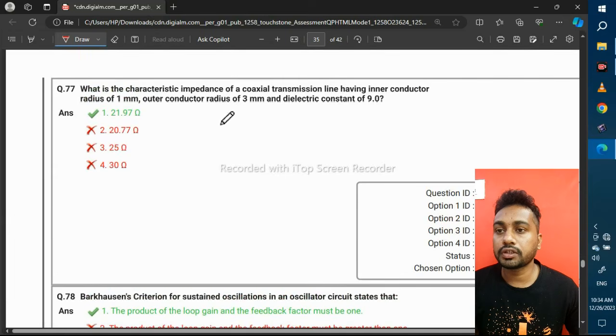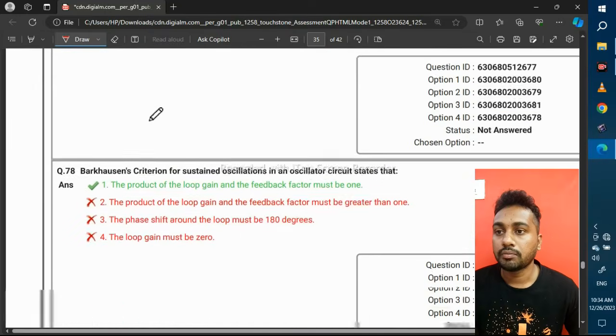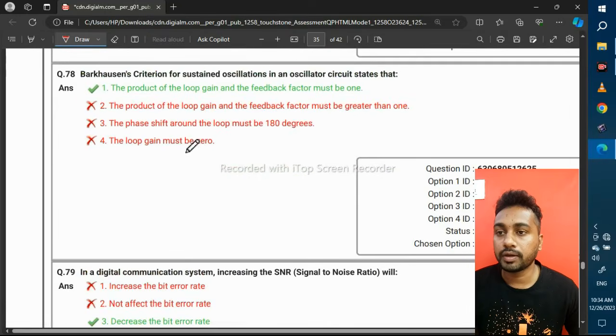What is the characteristic impedance of the coaxial transmission line having inner conductor radius of 1 millimeter, outer conductor radius, and dielectric constant? So this is also formula based. This is right only. Next, Barkhausen criteria.